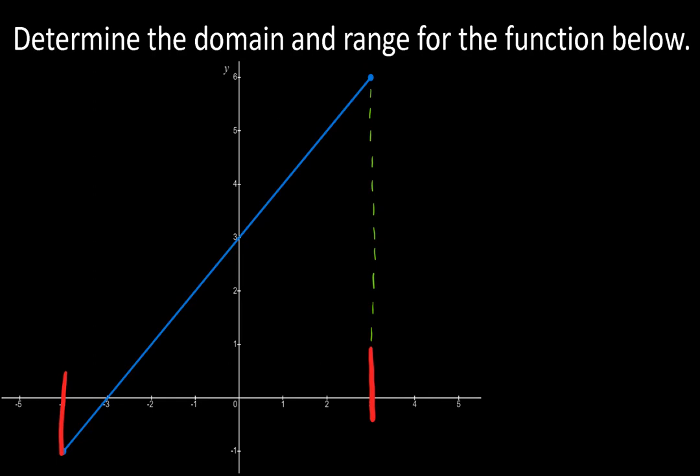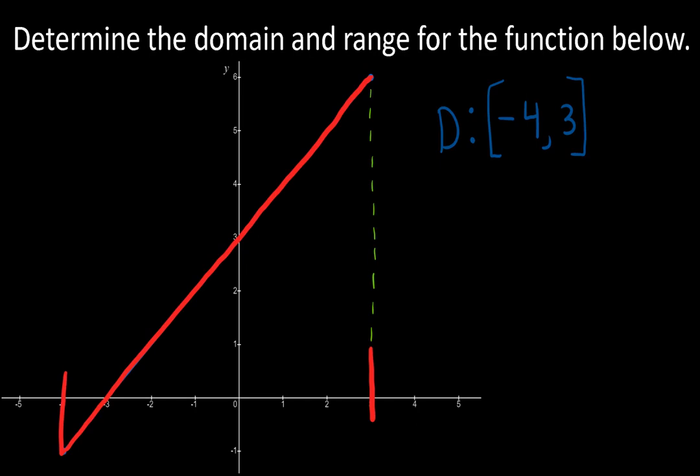But I have to inspect the graph a little bit more closely. I have to make sure that every x between -4 and +3 is also touched or crossed. Because the graph of this function is a solid line between x equals -4 and x equals +3, every x value is accounted for between -4 and +3. So that tells me that the domain for this function is -4 to +3 inclusive. And we would write that in interval notation this way.